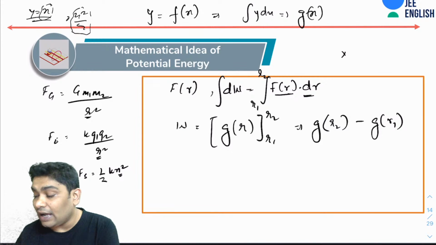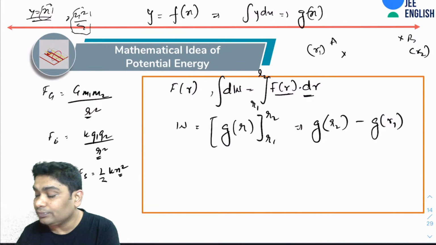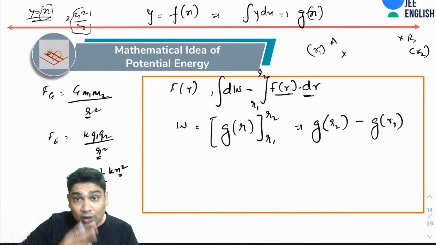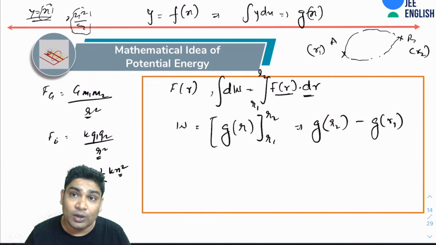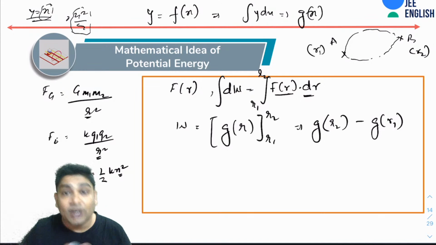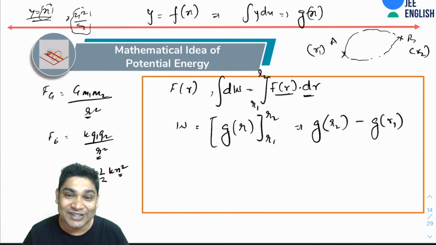Now the idea is that this work is independent of the path taken. Imagine I am moving from position A to position B, where A has a position vector r1 and B is at r2. When I am going from A to B, it doesn't matter what path I take. Usually, whenever you are doing an integration, the result would depend on the path. I don't know how much integration you understand from your mathematics.